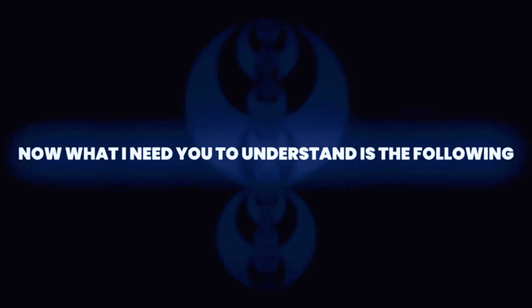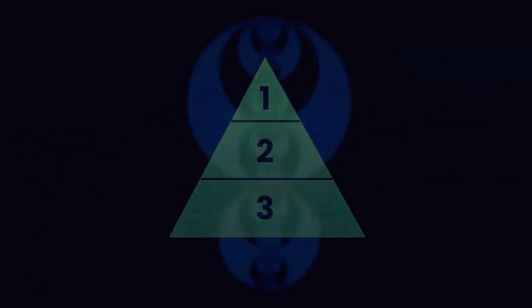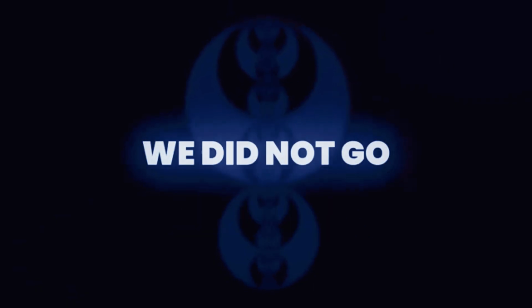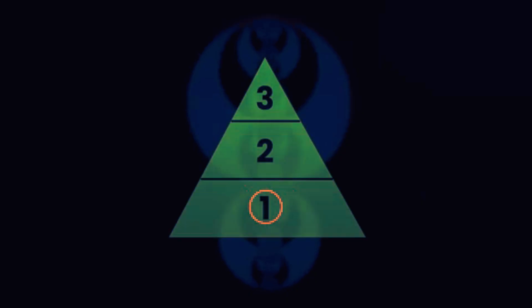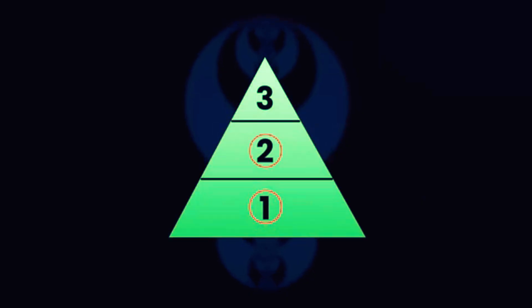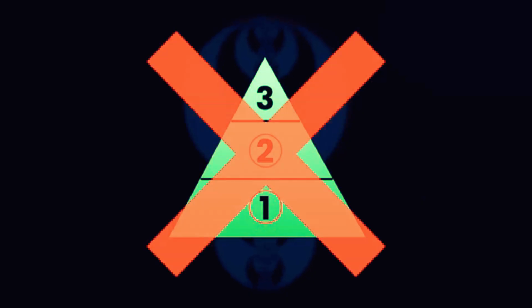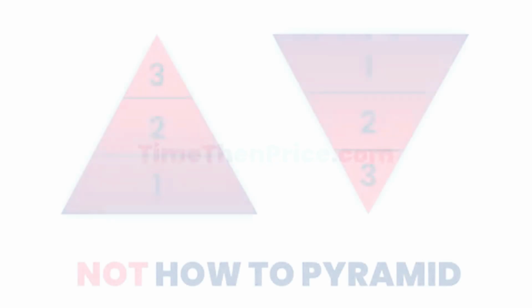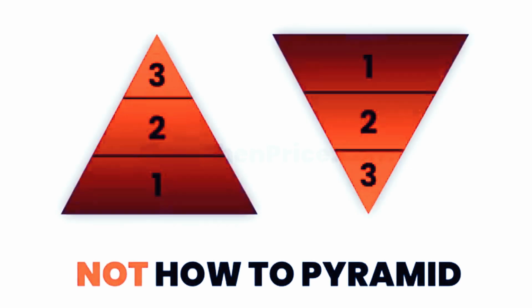Now, what I need you to understand is the following. Notice that within these examples that I've provided to you, we decreased the amount of contracts that we were adding inside of the pyramid opportunities. We did not go from 1 contract as our initial entry to 2 contracts as our pyramid entry. No, we went from 3 contracts as our initial entry to 2 contracts as our pyramid entry. We never pyramid from the bottom to the top.